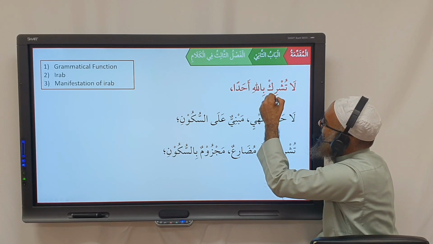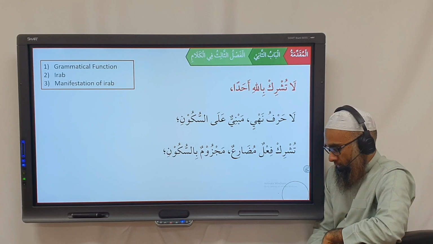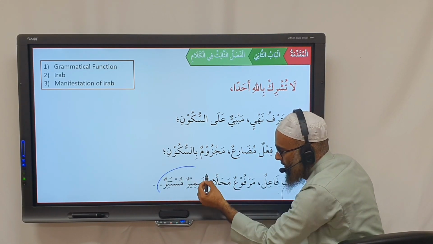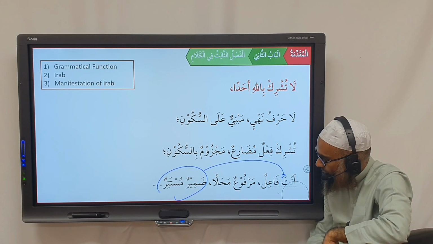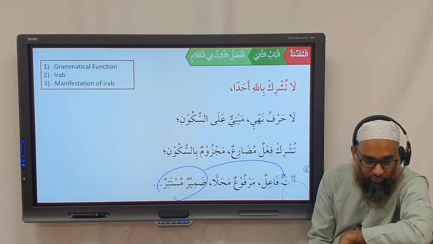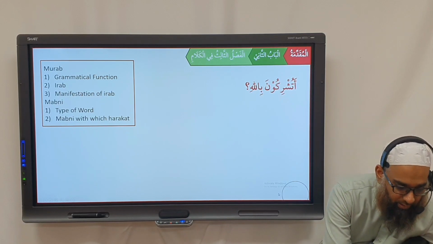What have we missed out? The فاعل. What's the فاعل? أنت. We're going to bring the ضمير مستتر first. So أنت ضمير مرفوع محلا. Understood? We'll do the other examples inshallah tomorrow, we have a few of them. Okay? Assalamu alaikum.